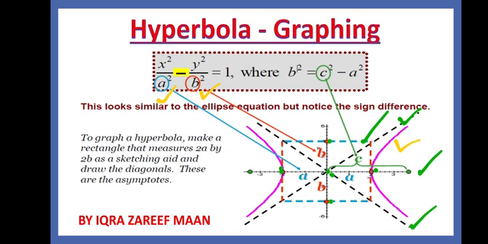If we know these 2 terms, then we can also calculate the value of c, as b square is equal to c square minus a square. If we know the values of b and a, then we can calculate the value of c easily, as c square is equal to b square plus a square. By using the a and b values, we can calculate c, and c is the distance from the center to the focus. These are the 2 foci we have. Then we can easily show all the terms of the hyperbola on the graph.